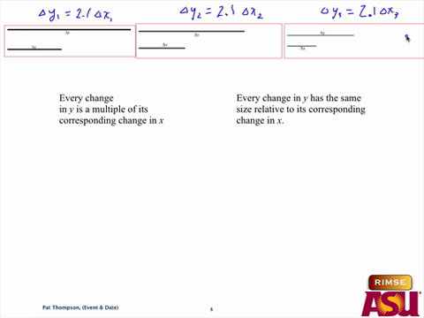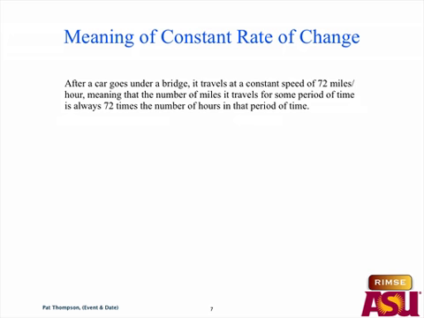Okay, and so this is about all these reflections that you're doing in the homework. And we got some practice here. So after a car goes under a bridge, it travels at a constant rate, a speed of 72 miles per hour, meaning the number of miles it travels for some period of time is always 72 times the number of hours in that period of time. So taking the situation, can you identify what would delta y be? See if you can figure this out. So in this situation, what phrase or number or word is talking about delta y? Go.